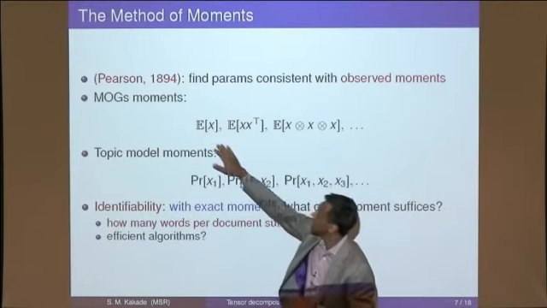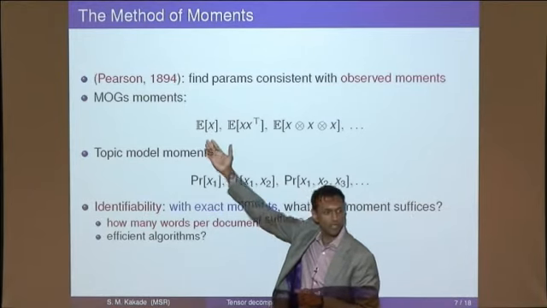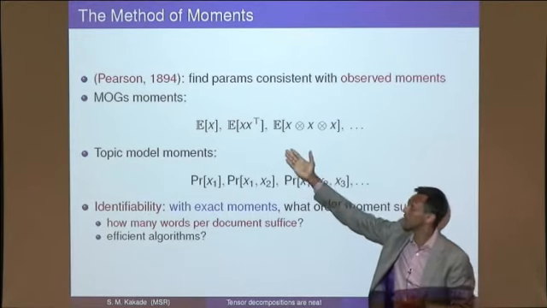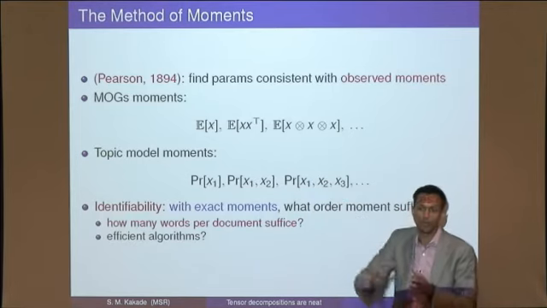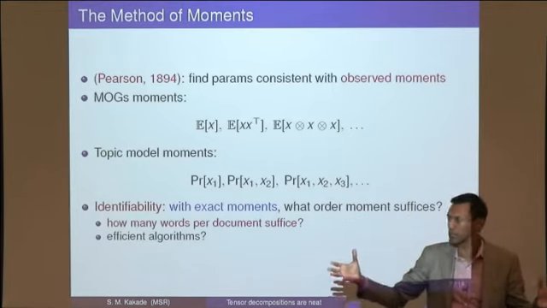And going back to this multiple topic case, we started addressing this by identifiability questions. So what's the question here? Let's look at our moments. For the mixture of Gaussian case, the first moment is the mean. The second moment is the expected value of XX transpose. The third moment is this tensor, and they just keep getting bigger.